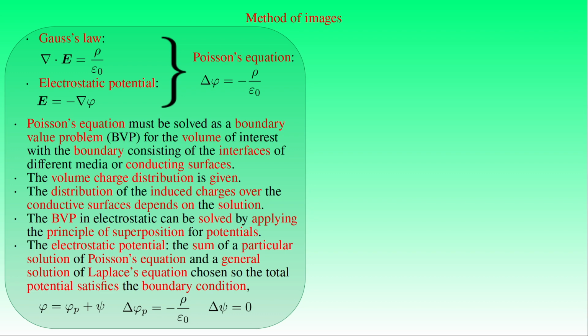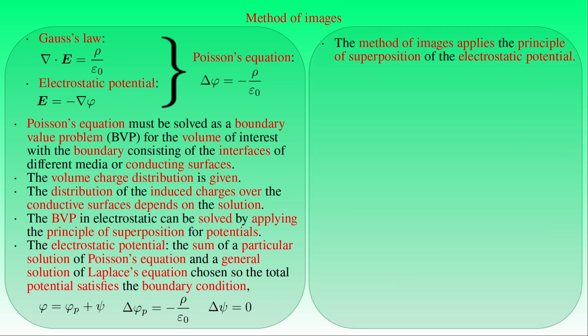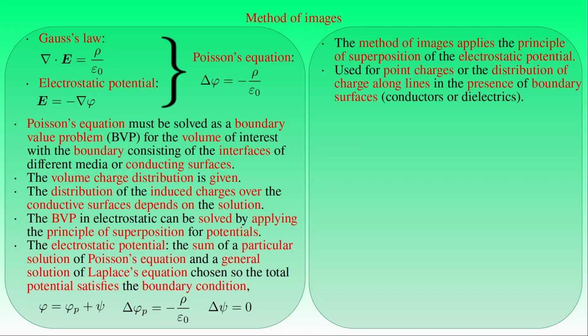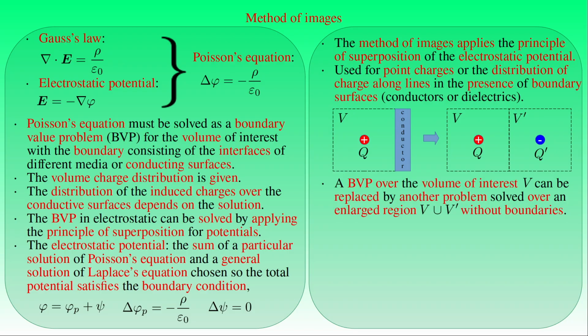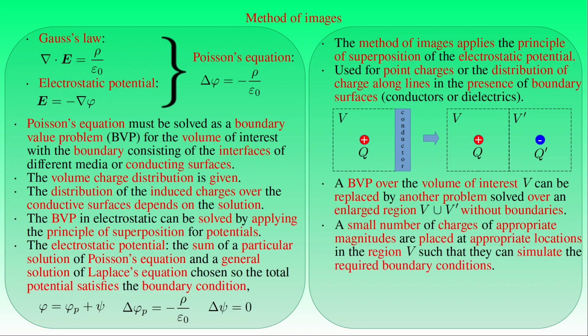The method of images applies such a superposition of the electrostatic potentials in the case of one or more point charges or the distribution of charge along lines in the presence of boundary surfaces, such as conductors or dielectrics. For a few simple geometries, we can replace the actual boundary value problem over the volume of interest V by another problem solved over an enlarged region of the union of V and V' without boundaries, where we place a small number of charges of appropriate magnitudes at appropriate positions in the volume V' external to the region of interest V such that they can simulate the required boundary conditions.